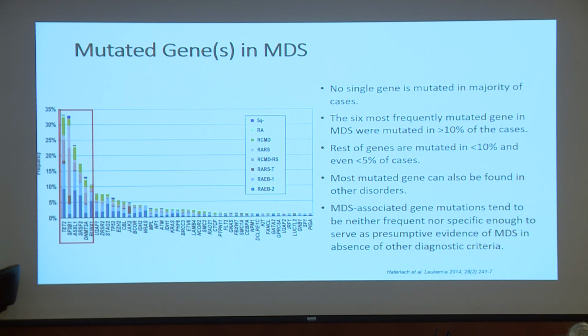And most mutated genes can also be found in other disorders. So that means these gene mutations lack the frequency and specificity that are enough to serve as presumptive evidence for MDS. So this is why usually when we read the gene mutation report or the NGS report, we read it integrated with the other lab tests, with the morphology, with the karyotype, not as it is. For example, the patient has this type of mutation, so that means this is MDS.